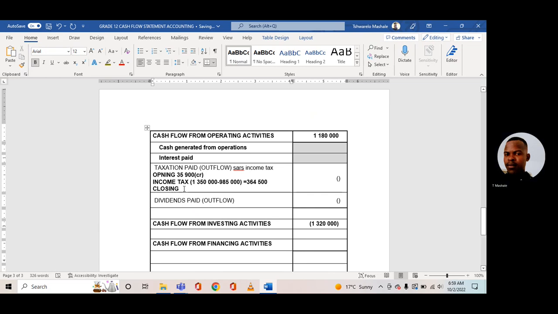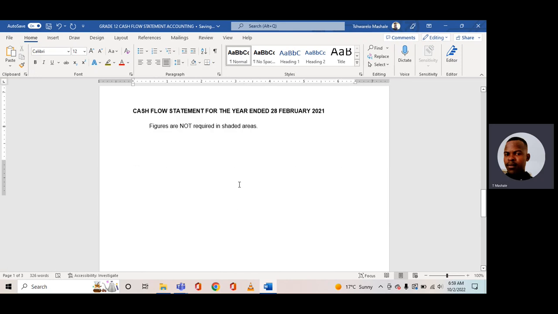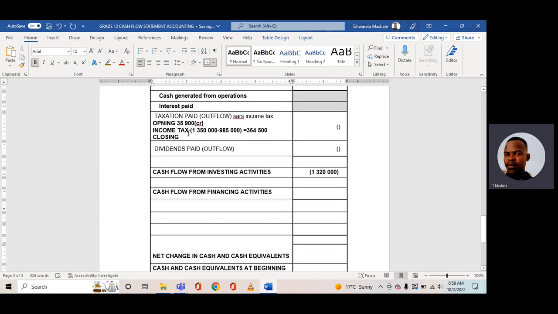And therefore, we also have a closing balance here. A closing balance of how much? 29,100. Therefore, they say it's a DR. Remember I said, when you see the DR here, you see the assets. Then when you see the CR here, you see a liability.